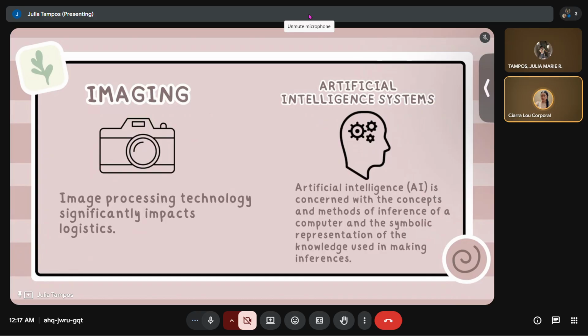Next we have artificial intelligence or AI systems. AI systems use computers to imitate human thinking such as learning, decision making, and problem solving. For example, AI can be used to predict delivery times, plan the best routes for trucks, or automatically answer customer questions through chatbots.